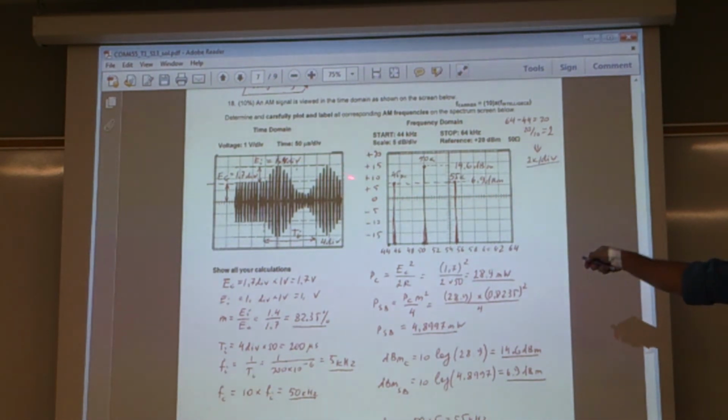1 milliwatt always produces decibel 0. It's your reference, you can always check. If it's less than 1 milliwatt, it will be negative. If it's more than 1 milliwatt, it will be positive.